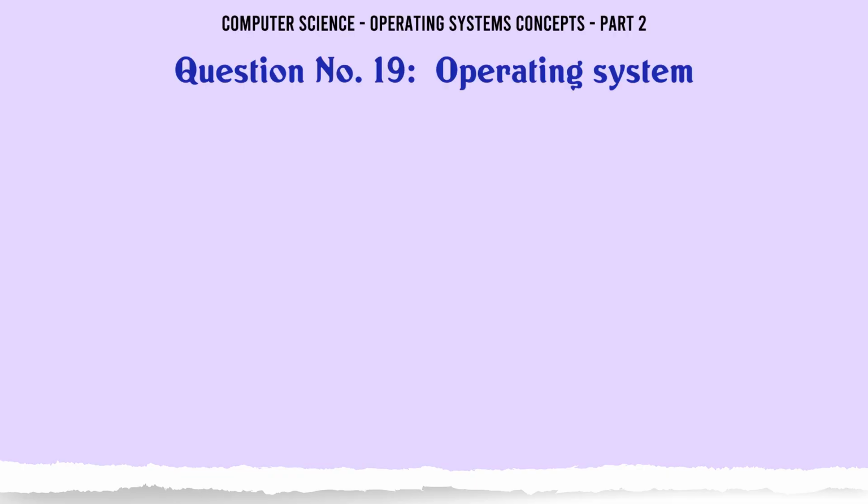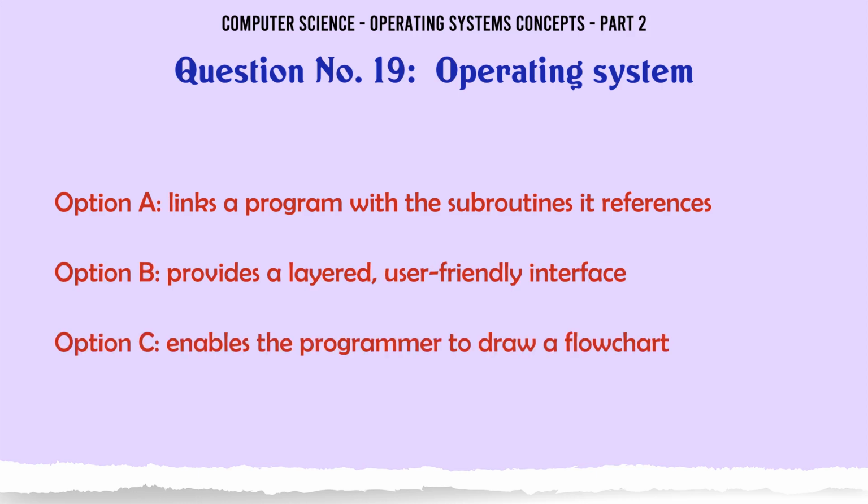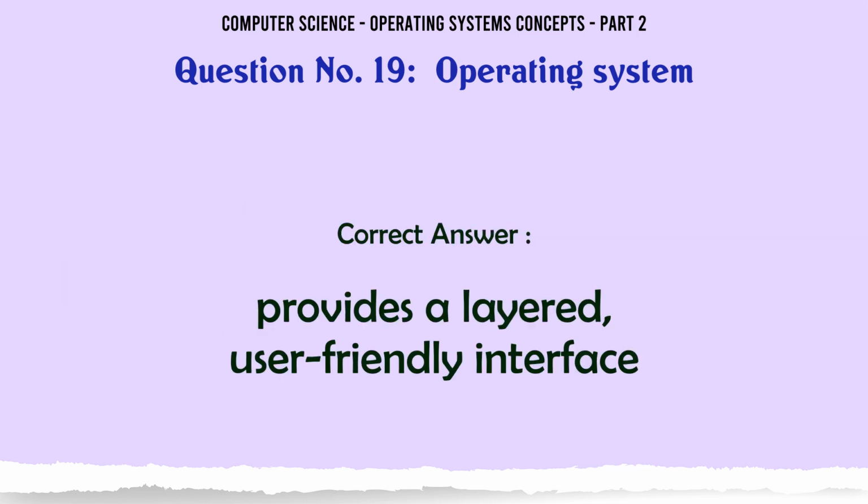Operating system. A. links a program with the subroutines it references. B. provides a layered user-friendly interface. C. enables the programmer to draw a flowchart. D. all of the above. The correct answer is provides a layered user-friendly interface.